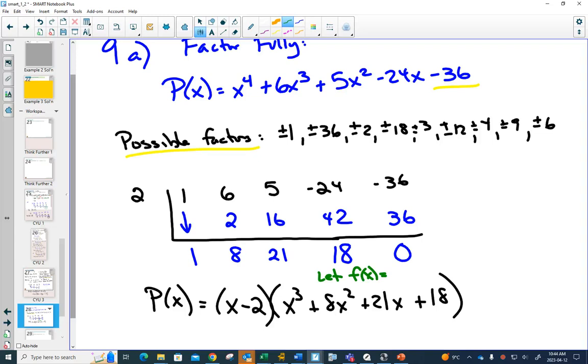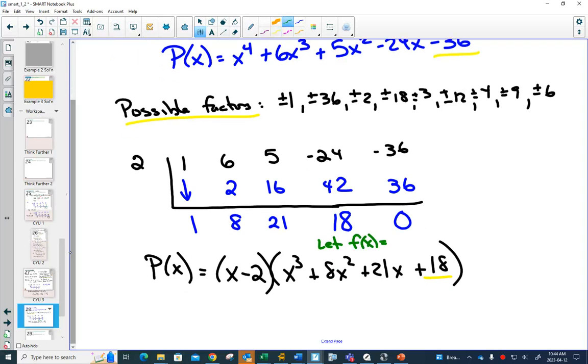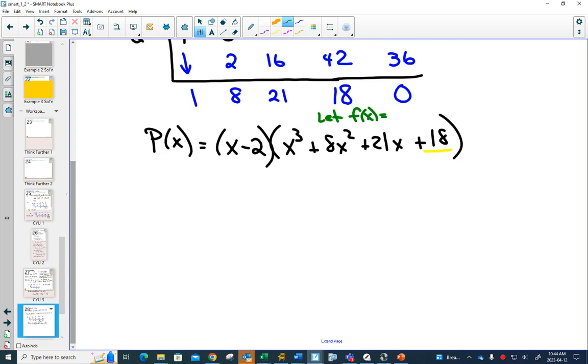And now I have to find something that works in this. And my new last term is 18. So it could be 1s, it could be 2s, it could be 3s, it could be 6s. It could be 9s, different values that we could check. So you have to find something that makes this one have a remainder of 0. That sometimes takes some time, but let's say you tried a few different ones.